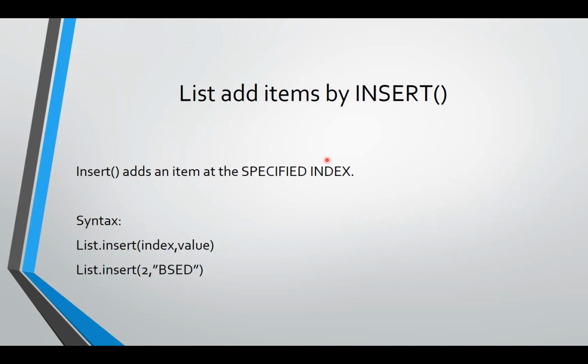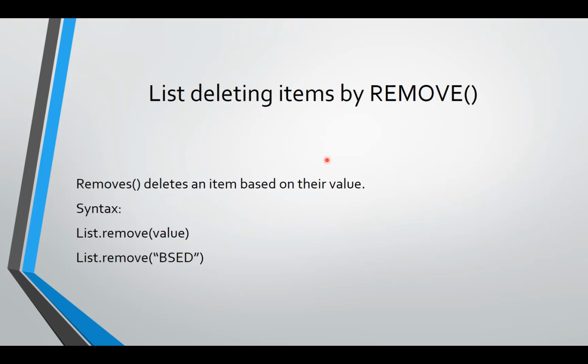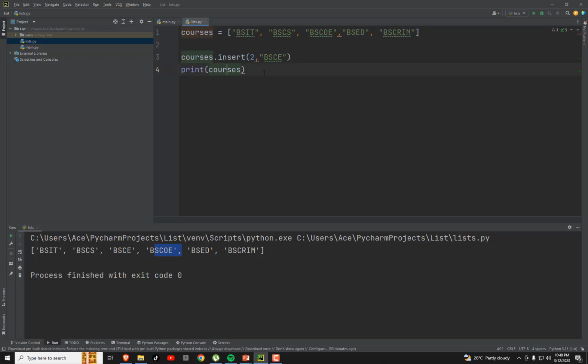That one. Next is how to delete items by remove. This will be the last. Actually, we have more discussion about list, but we have to practice first the first batch of manipulating list. So, list deleting items by remove. The remove function deletes an item based on its value. We have here the syntax, list dot remove, and then the value. A practical example is list dot remove and then BS Add.